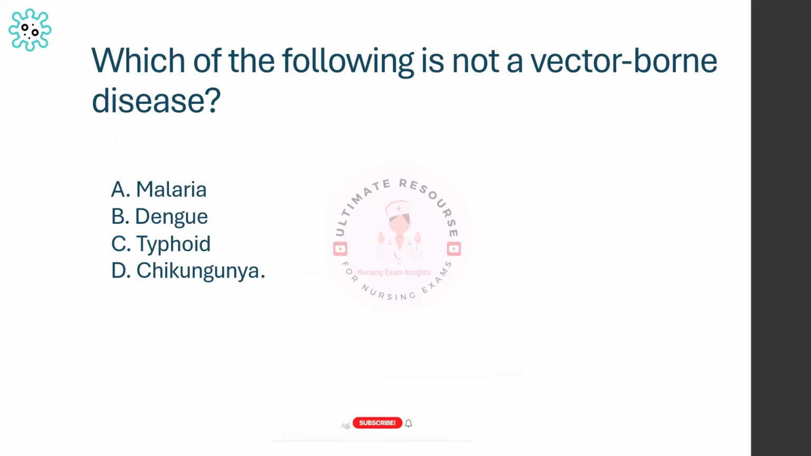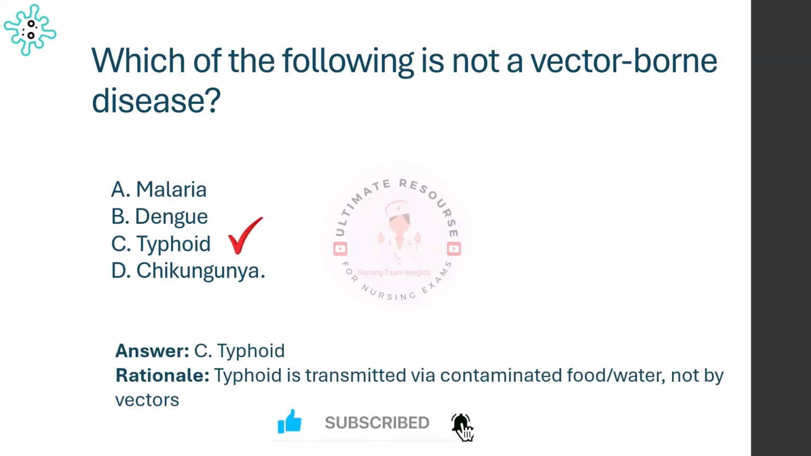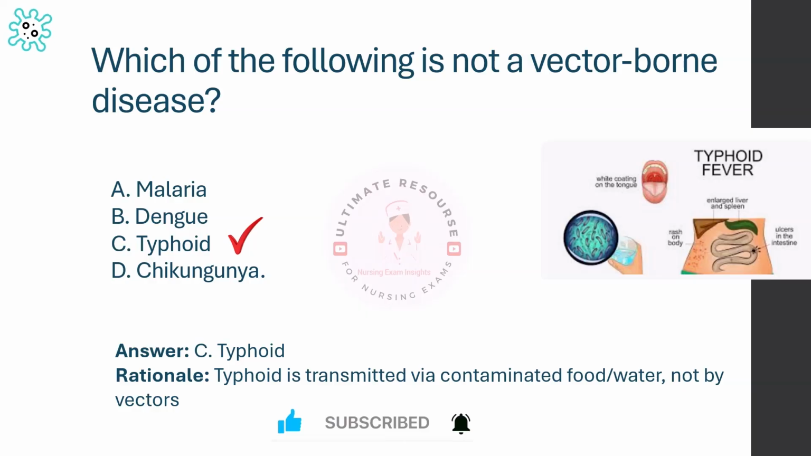Which of the following is not a vector-borne disease? Options are A. Malaria, B. Dengue, C. Typhoid, D. Chikungunya. The answer is C. Typhoid. Typhoid is transmitted via contaminated food or water, not by vectors.